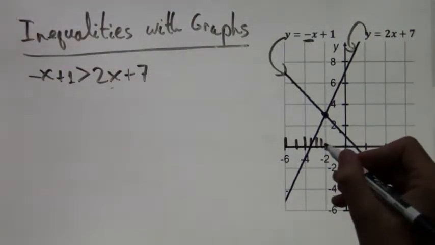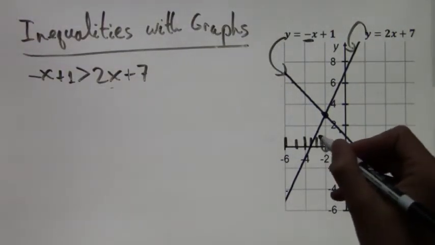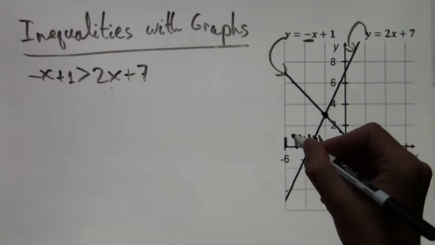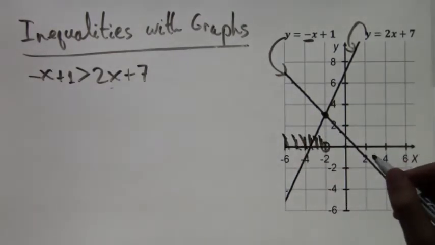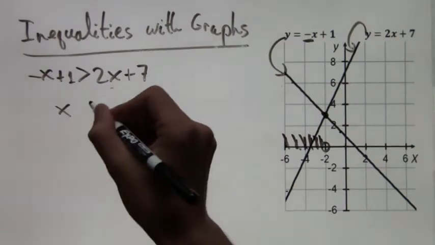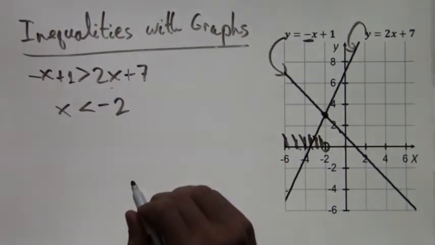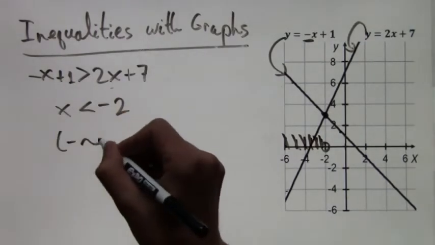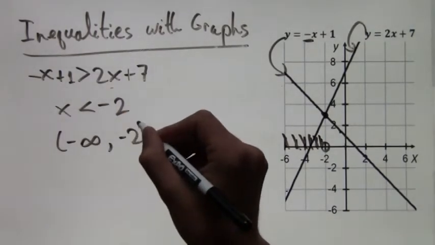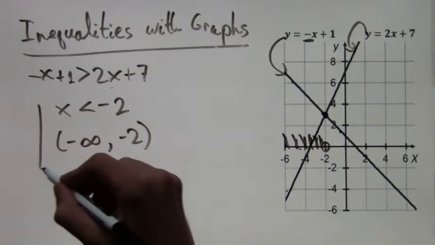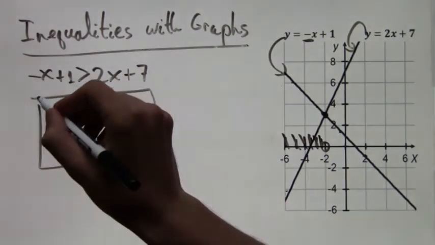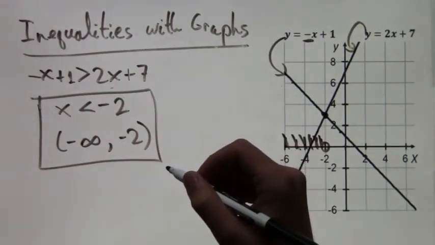So now we already have our solution set drawn. It's x strictly less than negative 2. Written in interval notation, first as an inequality, x less than negative 2. In interval notation, it would be parenthesis, negative infinity, comma, negative 2. So this is the solution to this inequality.